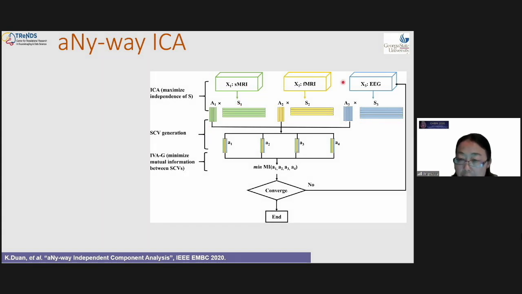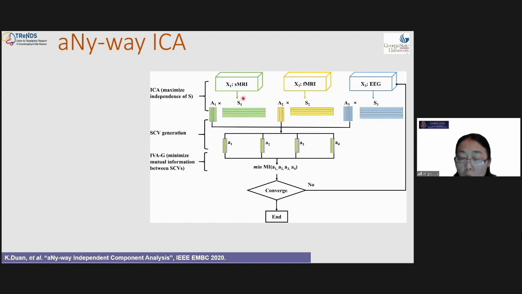Using 3 datasets as an example, we have 3 ICAs to conduct. Each ICA extracts the components and also the loading matrices. And then, instead of exclusively sequentially optimizing these components, we build a subspace of component vectors. The number of vectors depends on the minimum number of components.